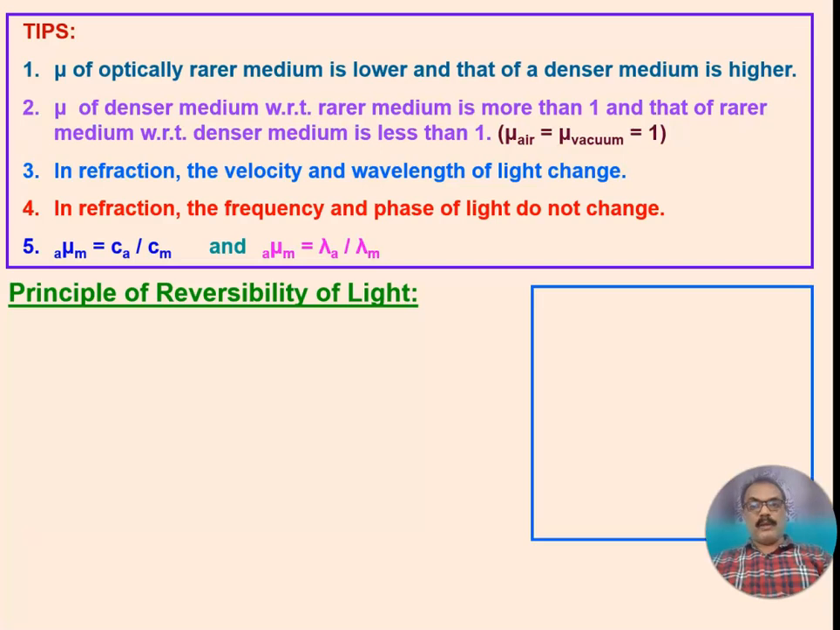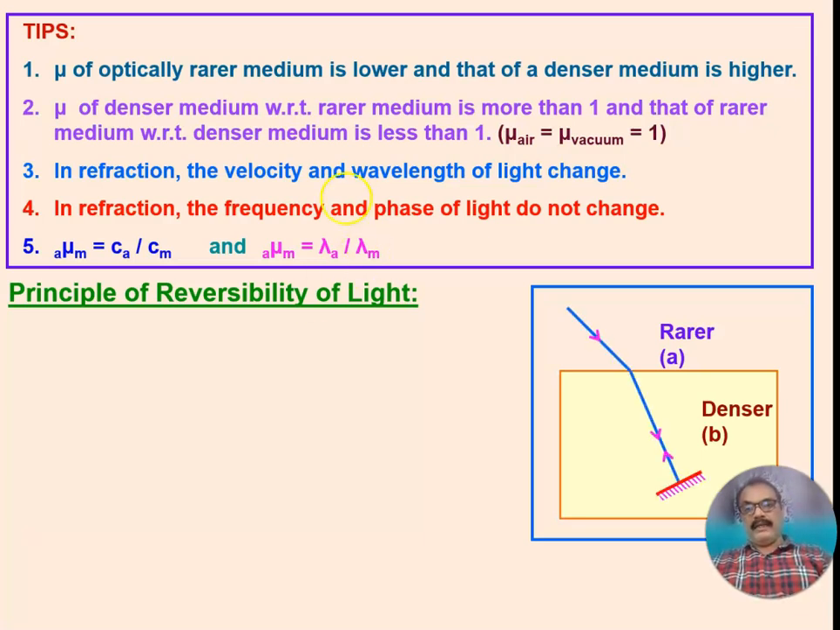So here is the principle of reversibility. I want to show you how it will get retraced. See here, light is going from rarer to denser. When you keep one mirror perpendicular to the refracted ray, it will go back.